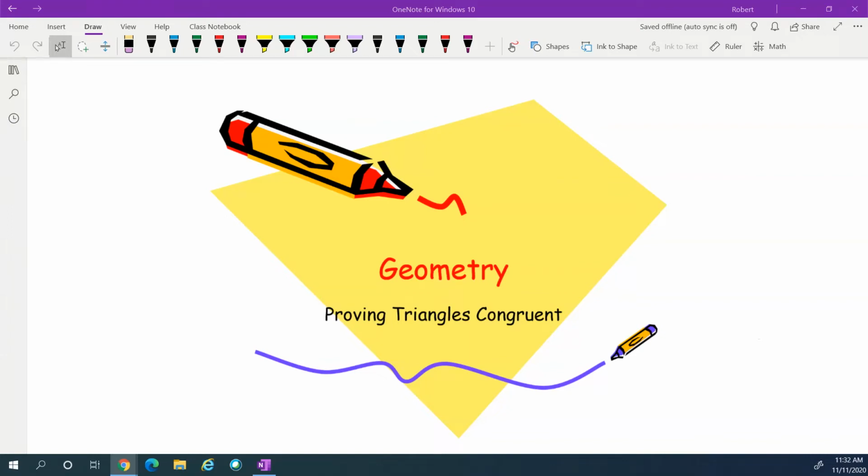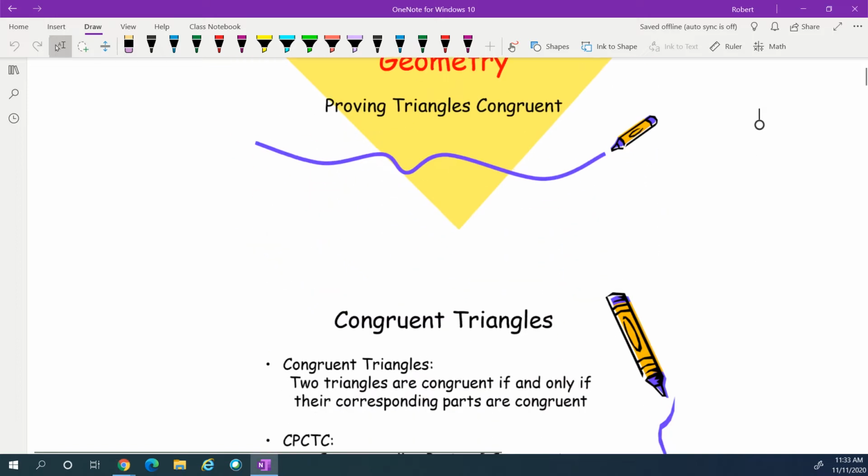Okay, in this lesson, we're going to start to learn how to prove whether two triangles are congruent. We've talked a lot about how to identify the corresponding parts of congruent triangles, but we had to know that they were congruent first. Well, that's what we're going to talk about in this section of material here. How do we determine or prove that triangles are congruent?